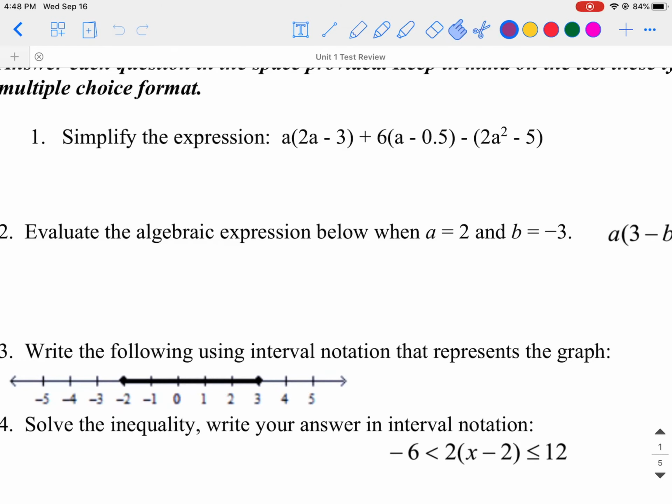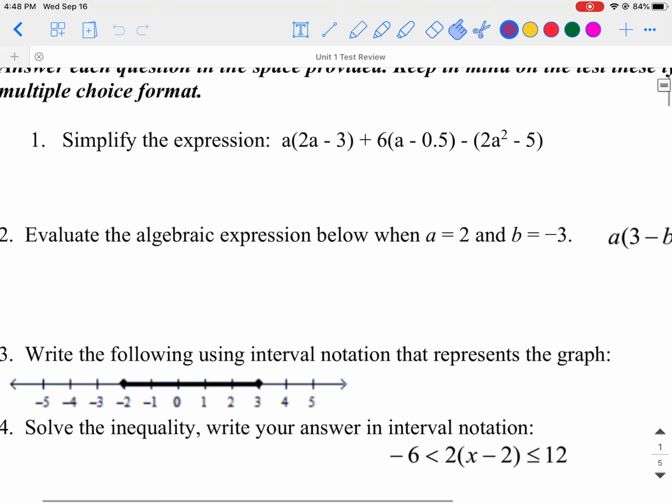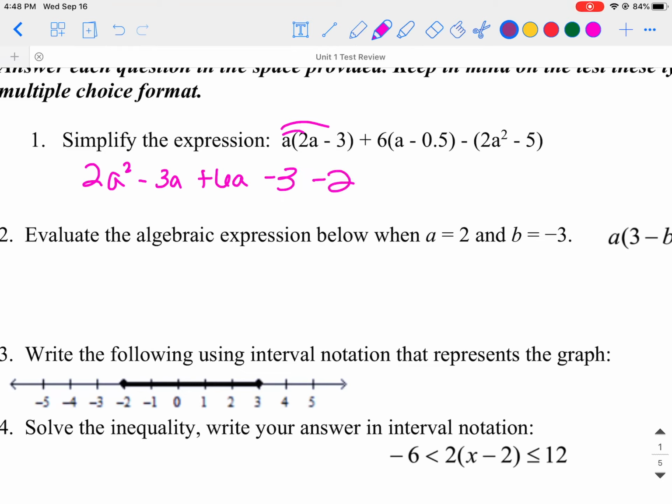So we are going to simplify this expression. First we have to use the distributive property, and when you do a times 2a, you get 2a squared. And then a times negative 3 would be negative 3a, plus 6a minus 3 minus 2a squared plus 5. The 2a squareds cancel out because one's positive, one's negative. Negative 3a plus 6a makes 3a, and negative 3 plus 5 makes positive 2.